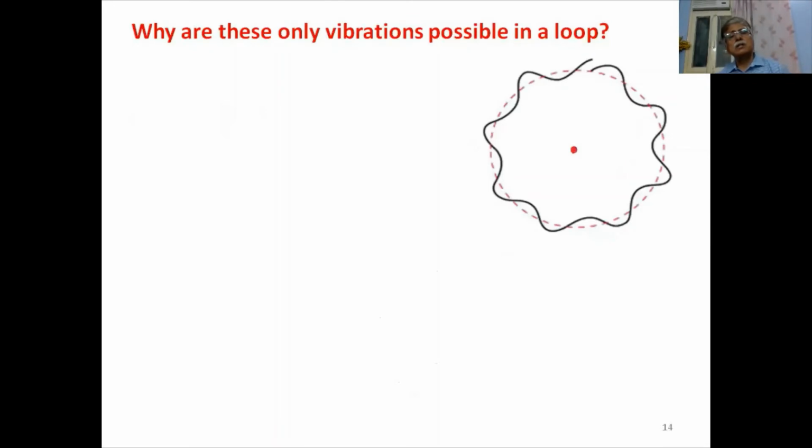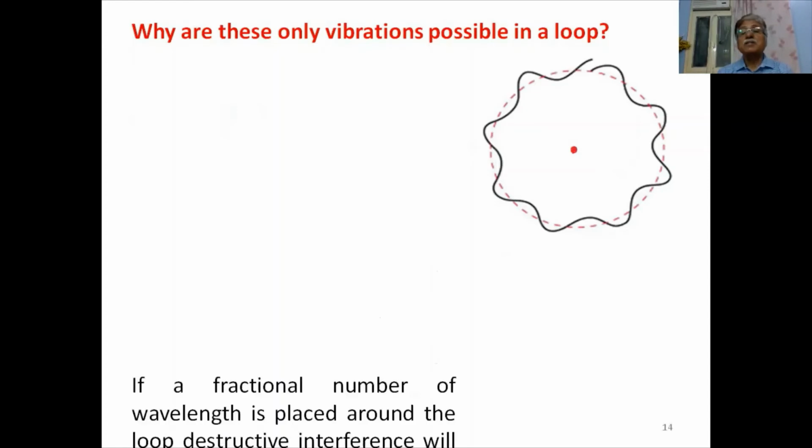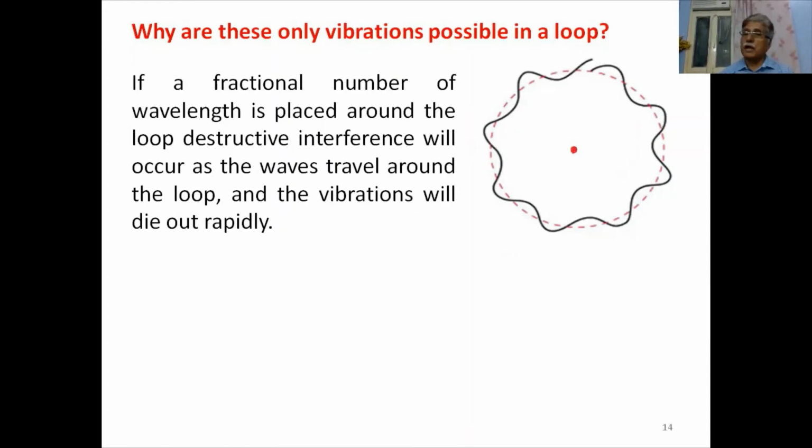Now, why are only these vibrations possible in a loop? We can see from this that if it is not an integral multiple of the wavelengths, then naturally we will have destructive interference. If a fractional number of wavelengths is placed around the loop, destructive interference will occur as the waves travel around the loop, and the vibrations will die out rapidly, and it will not give us a stable atom.